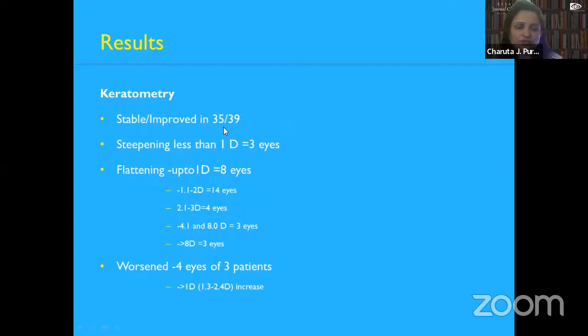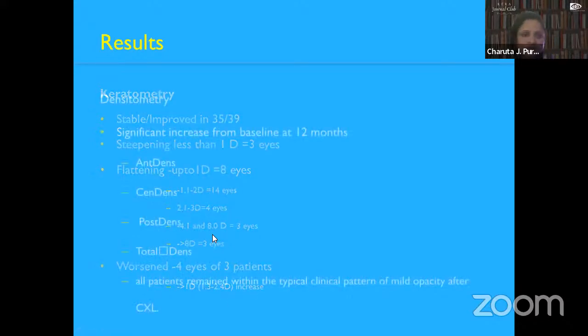The keratometry was stable or improved in 35 of 39 cases, of which steepening less than 1 diopter was seen in 3 eyes. And flattening up to 1 diopter was seen in 8 eyes, 1 to 2 in 14, 1 to 3 in 4, up to 8 in 3 eyes, and more than 8 in 3 eyes. So in 4 patients, there was steepening, a worsening of the keratometry, which was classified under treatment failure.